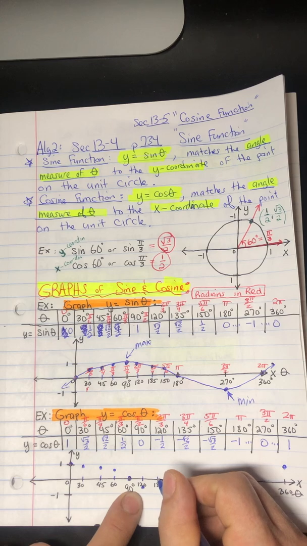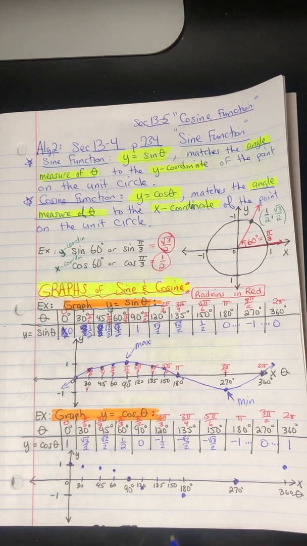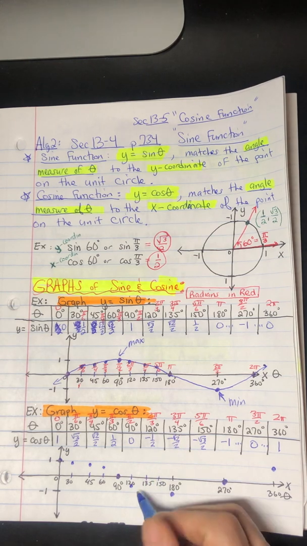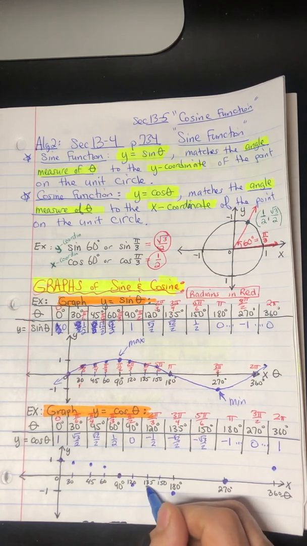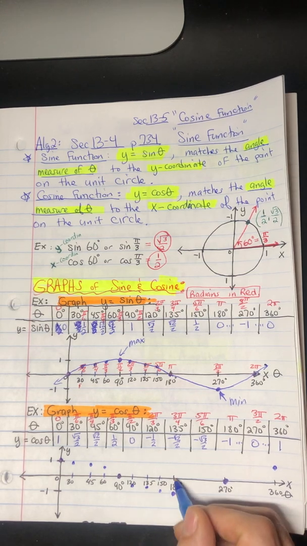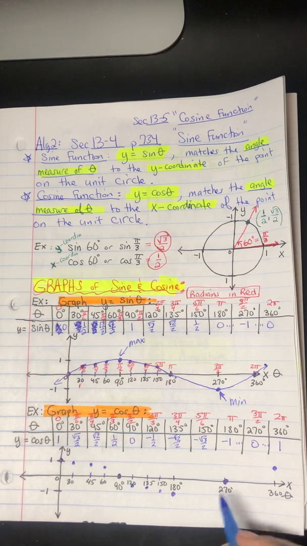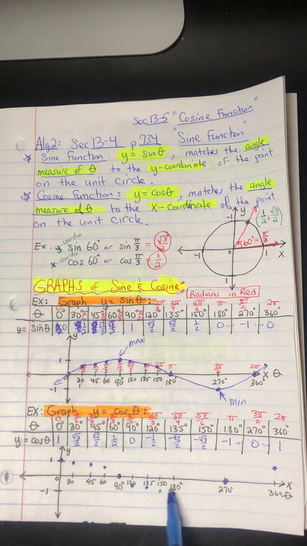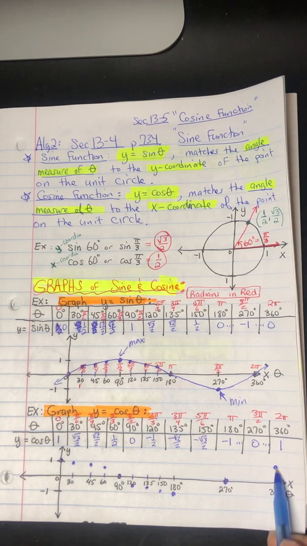Cosine of 135, you can see that? Yeah, make sure you can see all this. Cosine of 135 is a little more than negative 1/2. Cosine of 150 is negative 0.8 or something like that. Cosine of 180 is negative 1. Cosine of 270 is 0. And again, I skipped some of these angles because it's going to be the same thing as these. It's going to follow the same pattern. And the cosine of 360 is 1.